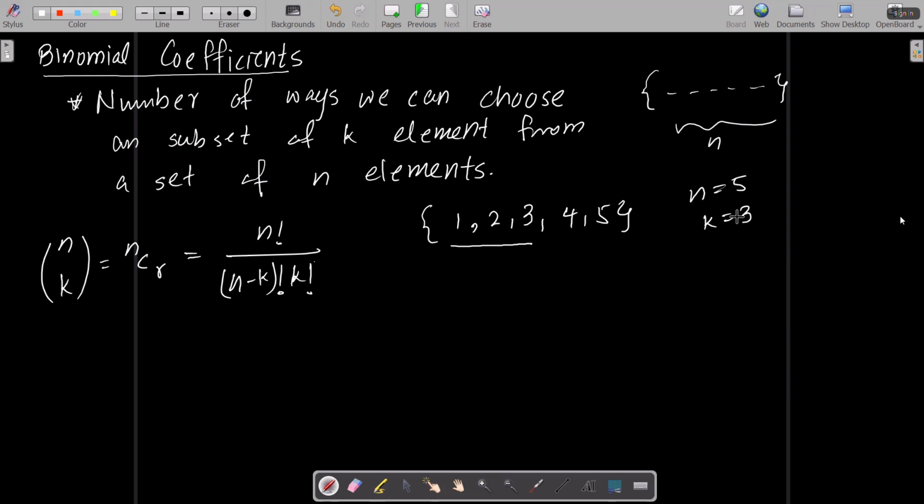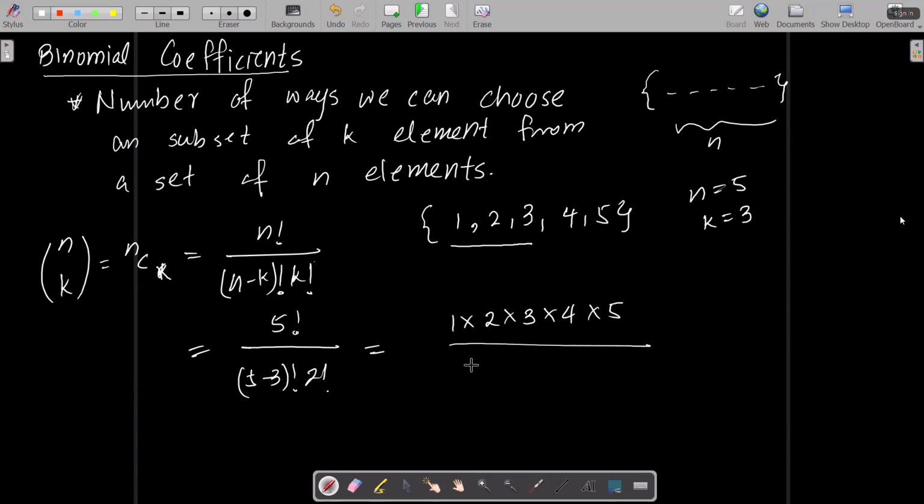Say we need to take subsets which have 3 elements from a set which has 5 elements. So n is 5, k is 3. We can substitute 5 factorial, (5 minus 3) factorial here and 3 factorial here. I will expand this to show you something. 5 minus 3 is 2, so we have 1 times 2, and we have 1 times 2 times 3. Now you can see we need to find the largest number here, 5 minus 3 or 3. 3 is the largest number.